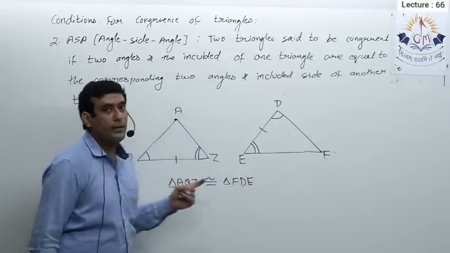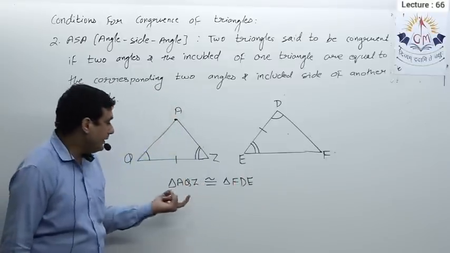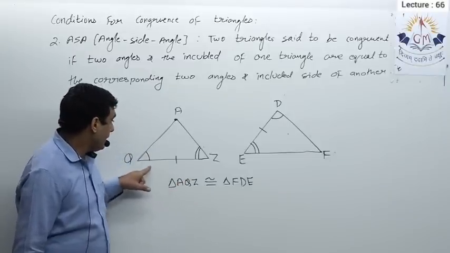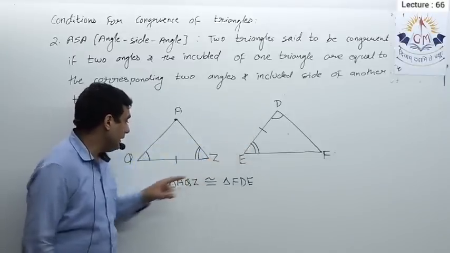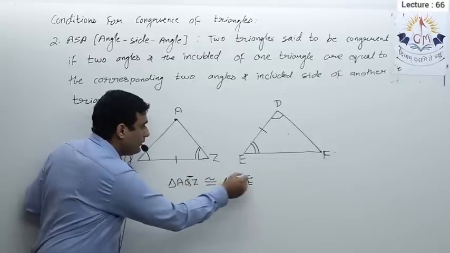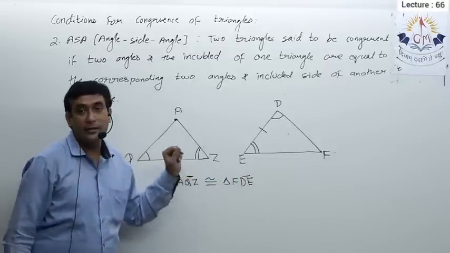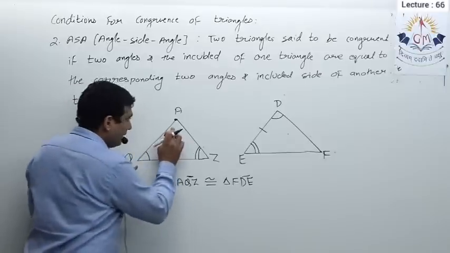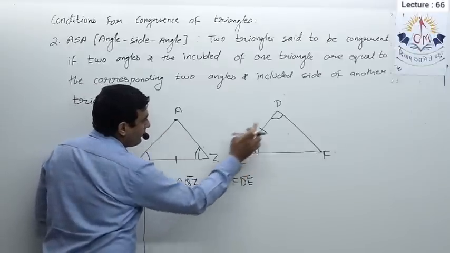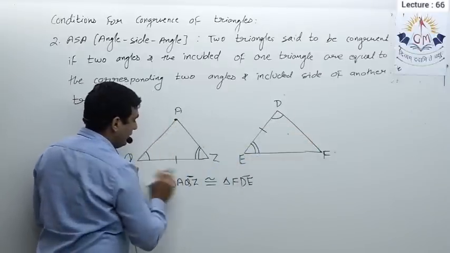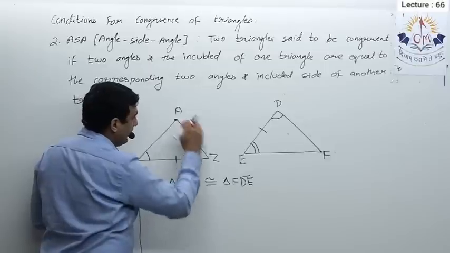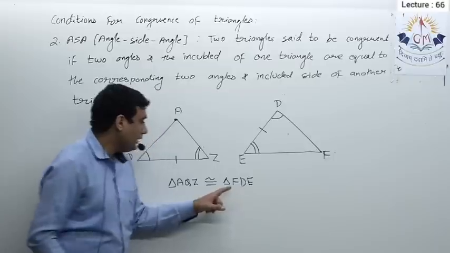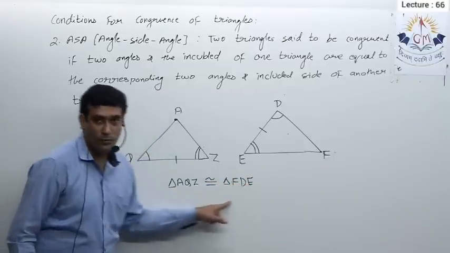So when two angles are there in the criteria, it is easy to write the correct order of the vertices. Now we can see QZ is equal to DE, and we also have information about the remaining two sides. That means I can say AQ will be equal to FD, as well as AZ will be equal to FE. I am giving all the answers with the help of this correct order only.